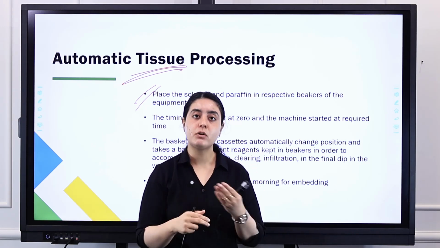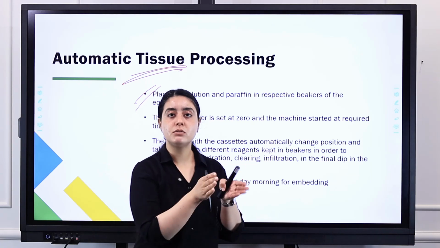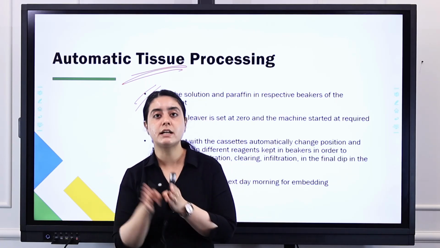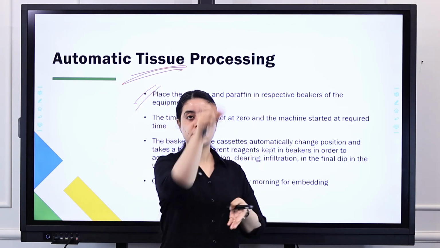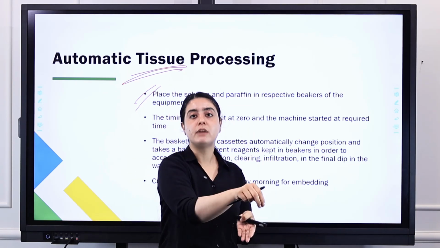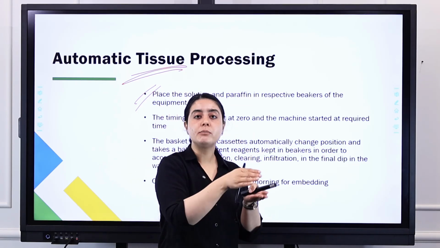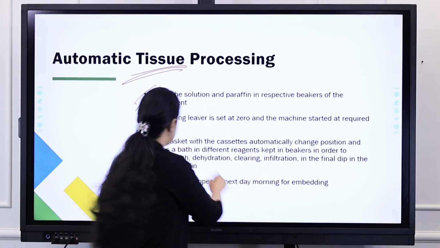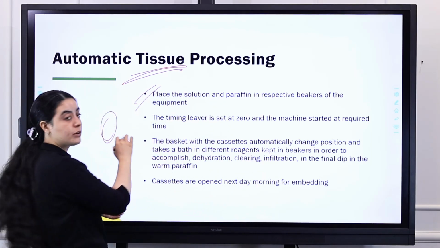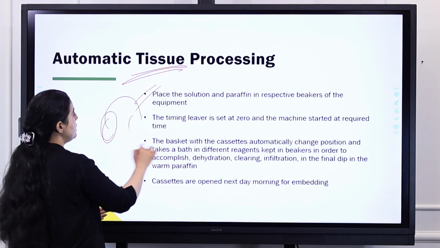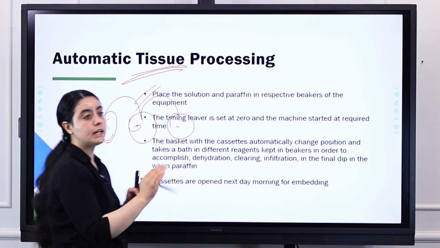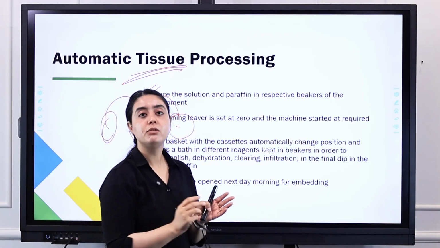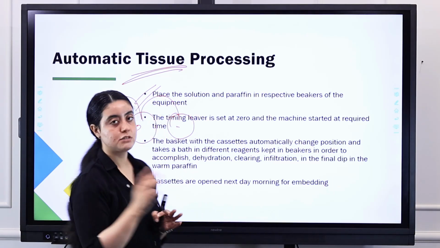Then when you come the next morning, your tissues are processed already and ready for the further staining procedures, right? You put your sample into one container, then it will automatically change from this container to this container, then this to this container. So it will automatically change positions and you will get the processed tissue next morning, right?